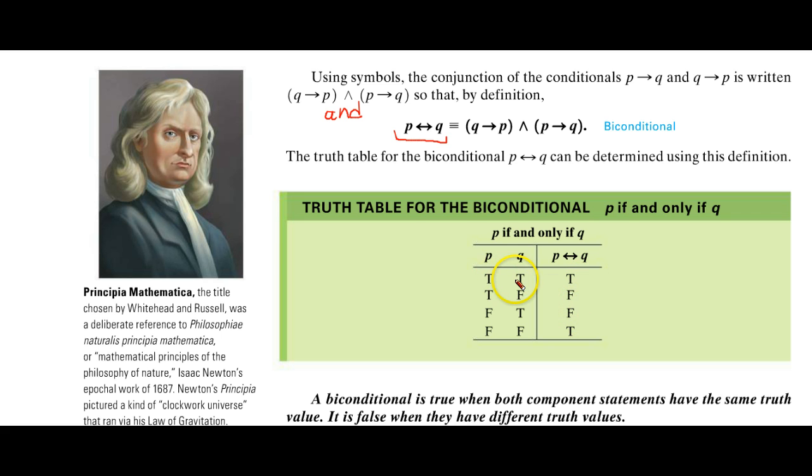Well, if they're both true, we know that is true. If one's true, one's false, we know that's false. If one is false, one is true, in order to be true, remember they both have to be true, and that's false. And then now you see that both are false. Well, why is that true? It's true because both are false, and therefore that is true. So think about that for a while.